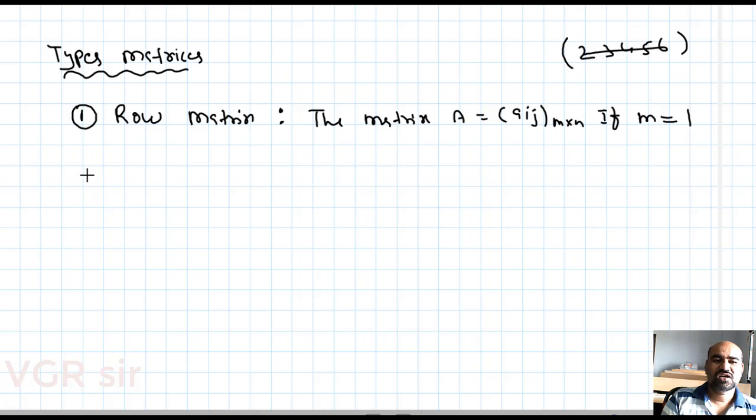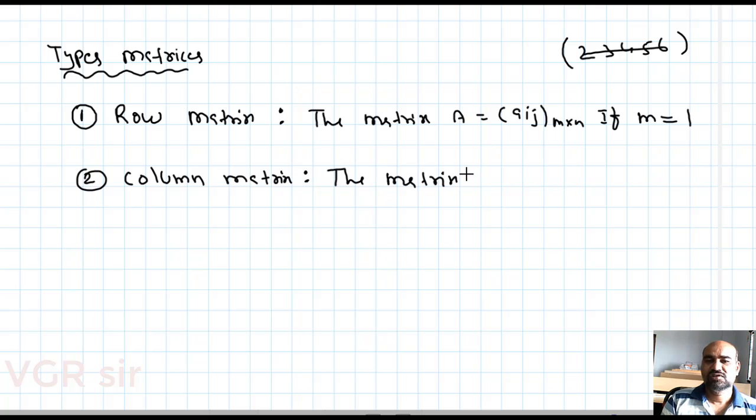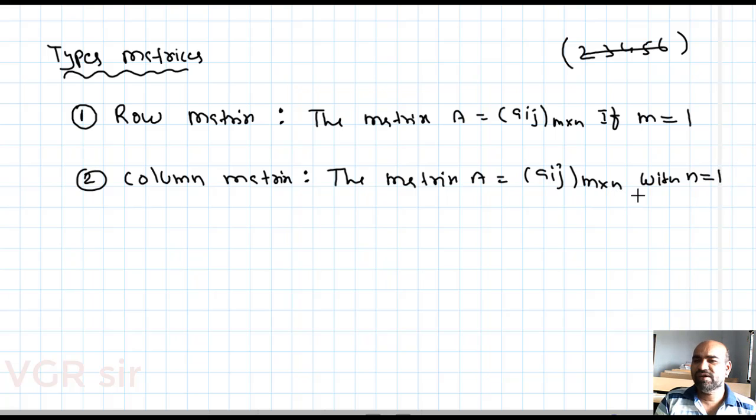Okay, next column matrix. A matrix containing only one column. The matrix A equal to Aij, m by n, with n equal to 1 here. n equal to 1. m may be 1, that is not a big problem. With n equal to 1, you can say that it is a column matrix.